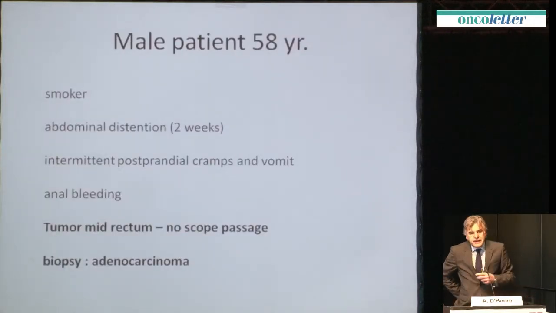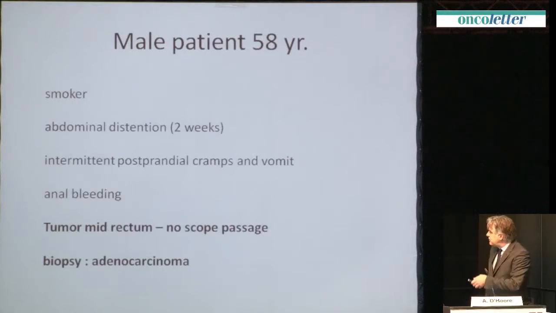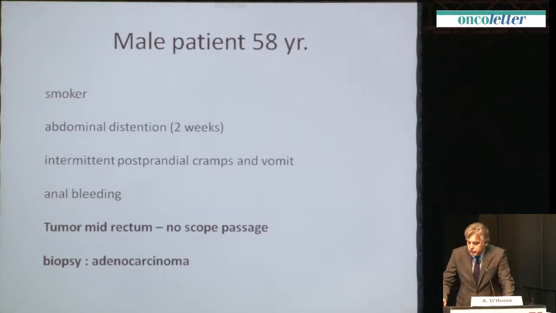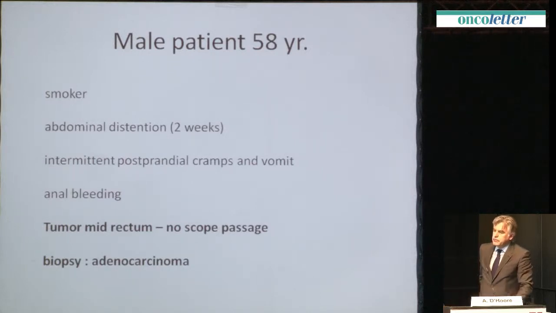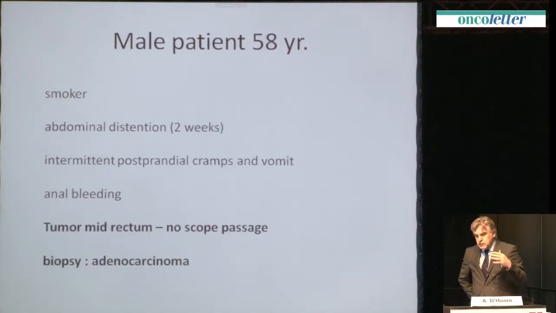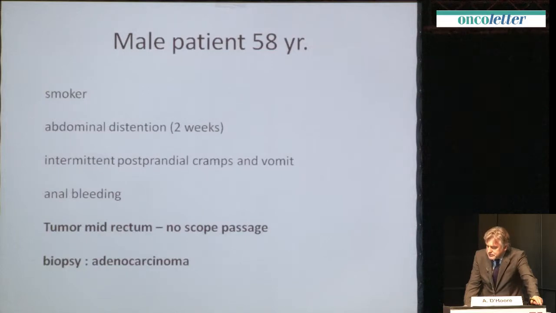I start with a case that we recently had. It's a male patient, he's 58 years old, he's a smoker. Since 2 weeks he had abdominal distension, intermittent postprandial cramps and vomiting, and anal bleeding. He was found to have a tumor in the midrectum. You couldn't pass the scope. Biopsy was taken: adenocarcinoma. He hadn't any distant metastasis.